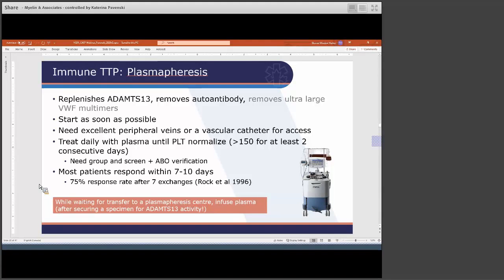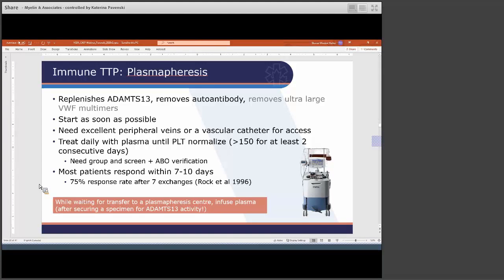However, I also understand that some of you may be remote, and a transfer to a plasmapheresis center may take at least a couple of hours. If you are in that position, that you're remote and it's going to take some hours for that patient to get to a plasmapheresis center and you suspect TTP, then you should start transfusing plasma. How much plasma to transfuse? I would suggest somewhere between 2 and 4 bags or units of plasma, but that would depend on how much volume the patient can tolerate. It is also really important to collect that blue top tube for ADAMTS13 activity prior to infusing plasma.